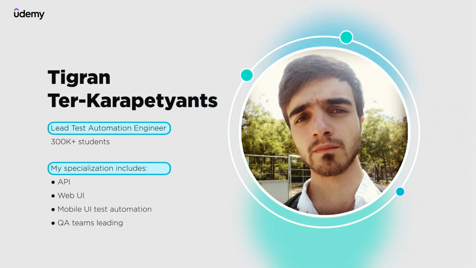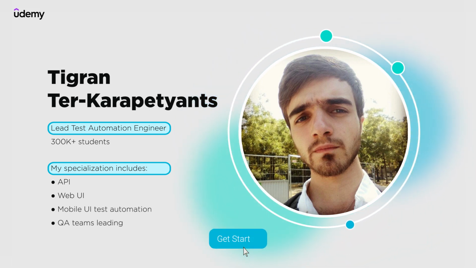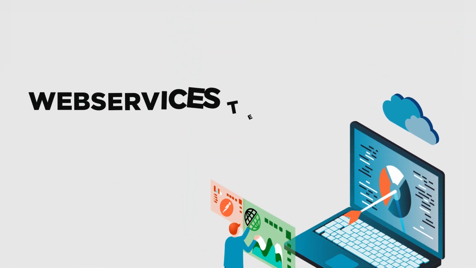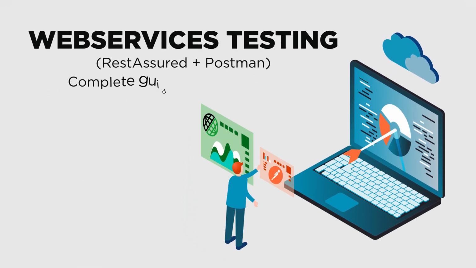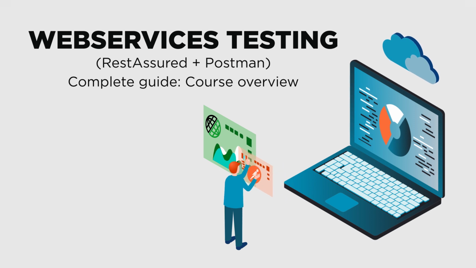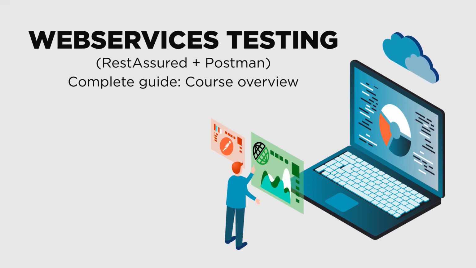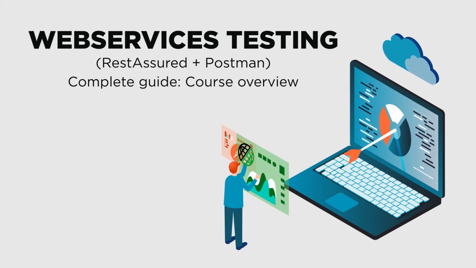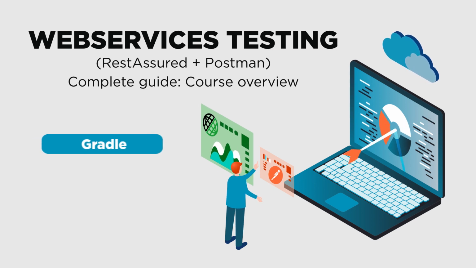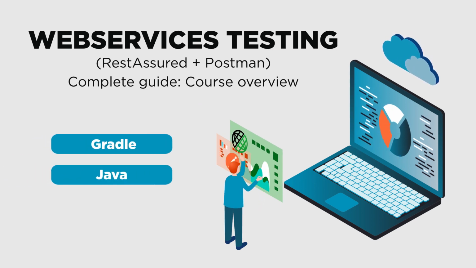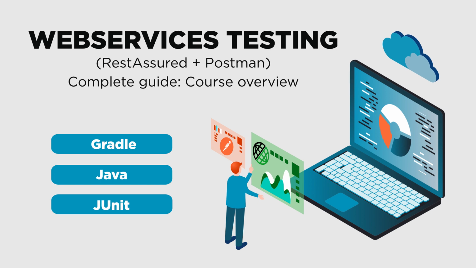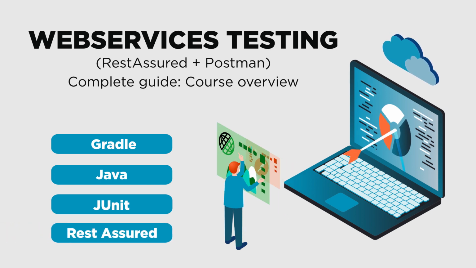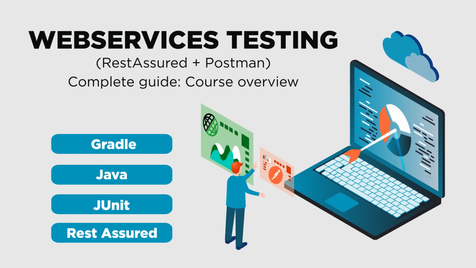In this short video I will give you an overview of what we are going to learn. In this course we are going to set up our first simple test automation framework with Java and RestAssured with minimum set of tools. We will use Gradle as a build tool, Java as a programming language, JUnit as a test runner, and RestAssured as a tool to interact with API via code.